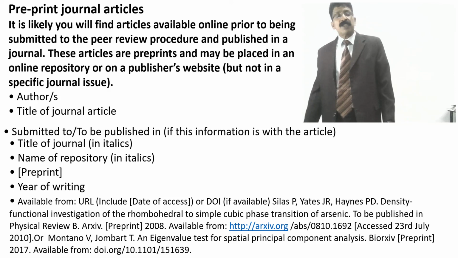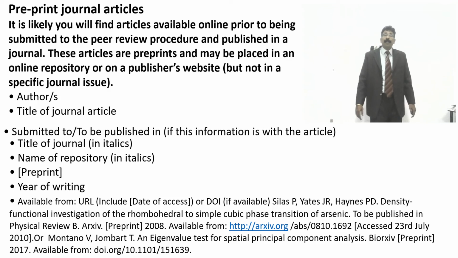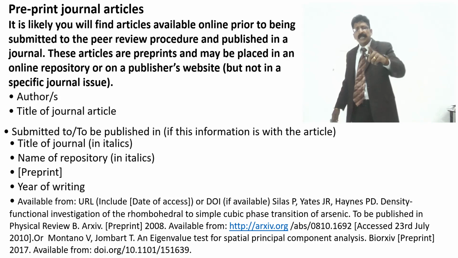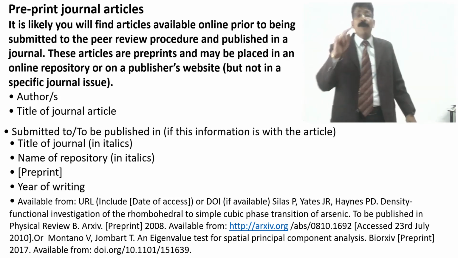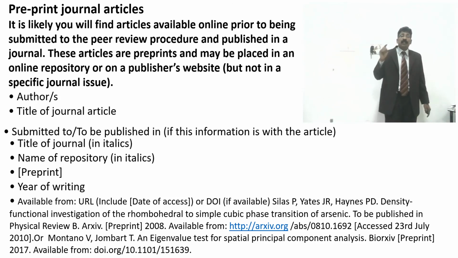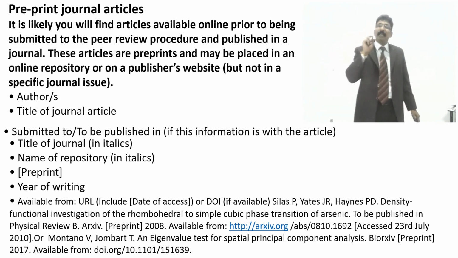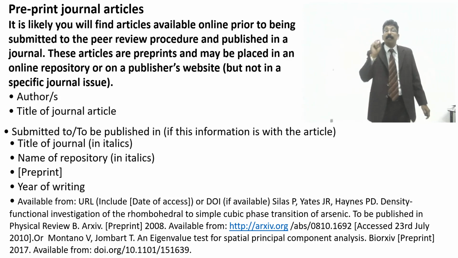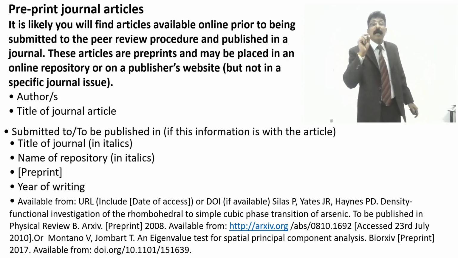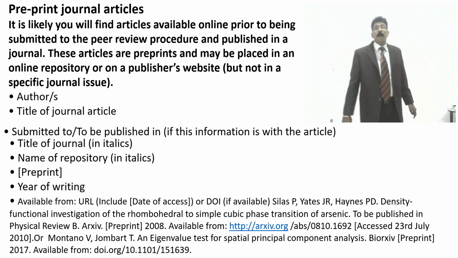And the pre-printed journal articles, if you are referring to them for your work, you should mention that it is pre-printed. What do you mean by pre-printed journal articles? You will find the article available online prior to being submitted to peer review. The review is not finalized, and it is not yet published in a journal, but you got the article. These articles are preprints and may be placed in an online repository or on a publisher's website, but not in a specific journal issue.